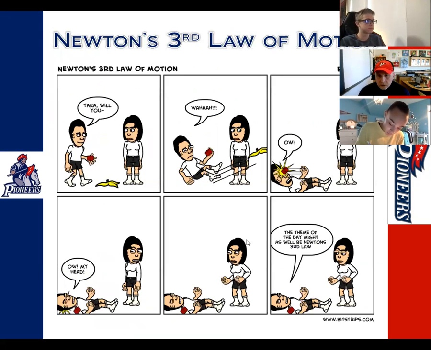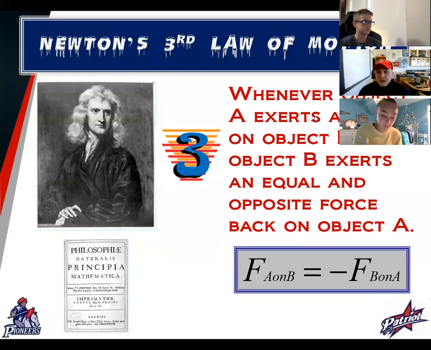And here's another good cartoon from bitstrips.com. So this is the law: whenever object A exerts a force on object B, object B exerts an equal and opposite force on object A. You learned it: for every action, there's an equal and opposite reaction. Again, that's more the middle school definition of the law. You're not going to be asked to repeat the law on a test for me or an AP test anyway.